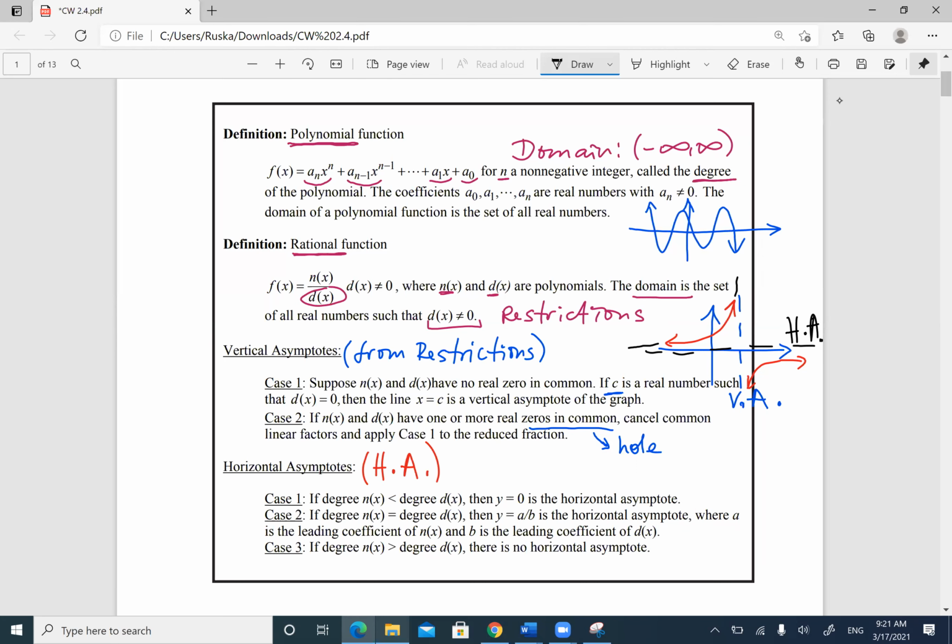And for horizontal, there are three cases when you compare the degree up and the degree down in the polynomials, in the fraction. And we're going to do examples to see how we're going to find all these different cases. Okay, so we're going to analyze that in a little bit. So any questions so far?